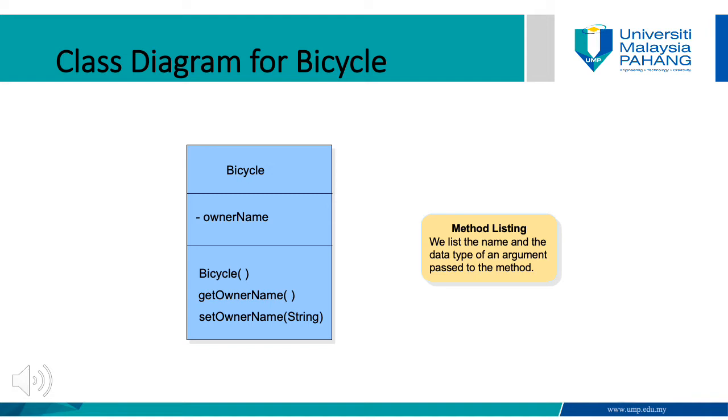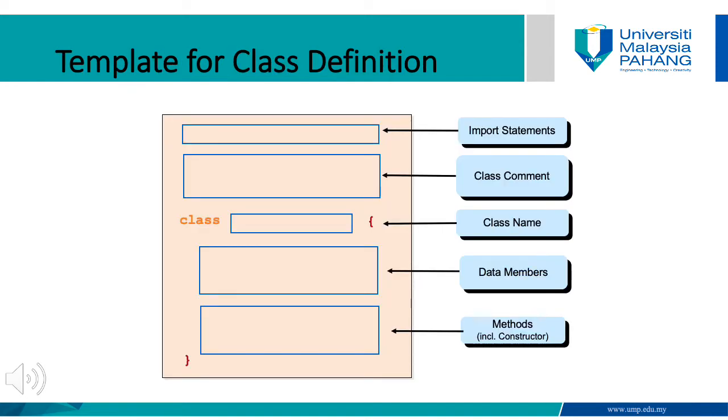So this is how to illustrate the class diagram for the bicycle that we've been discussing. Here we list the name and the data type of the arguments that are passed to the method. We have two arguments here, to get the owner name and also to set the owner name. So this is a basic template on how to do a class definition.